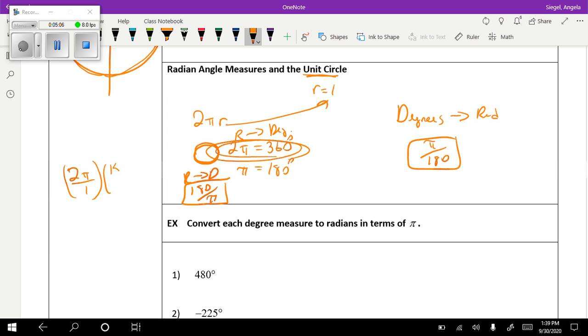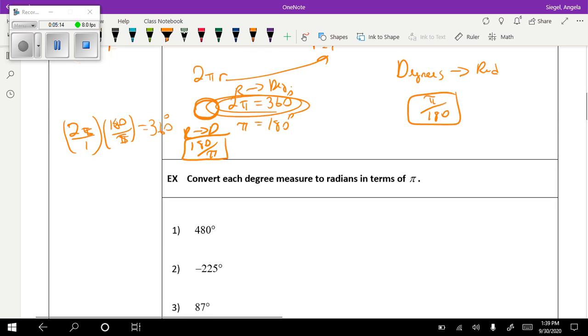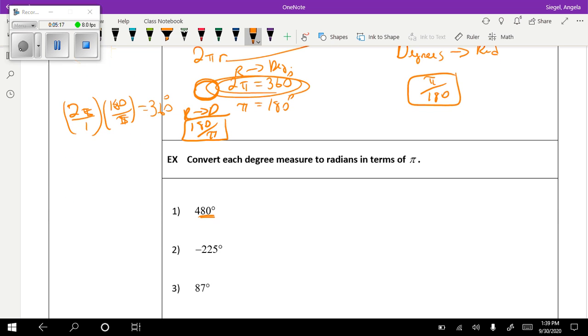So I'm going to multiply by 180 over pi. The pi's cancel out, and I get 360 degrees. So let's try it with this. It says convert each degree measure to radians, keep in terms of pi. So what that means is when I multiply by, oops, sorry, we need to go the other way for this.